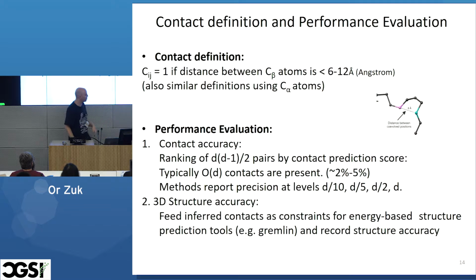There's also an indirect evaluation, and some people care more about that, which is: okay, you gave me a contact map, now I can feed it into a 3D structure prediction program as constraints, and these are very powerful constraints. Because if you have your chain, your protein, and you force this amino acid to touch this amino acid, it reduces your degrees of freedom. And then you ask, well, how much did my 3D structure improve due to the contacts that this method gave me?